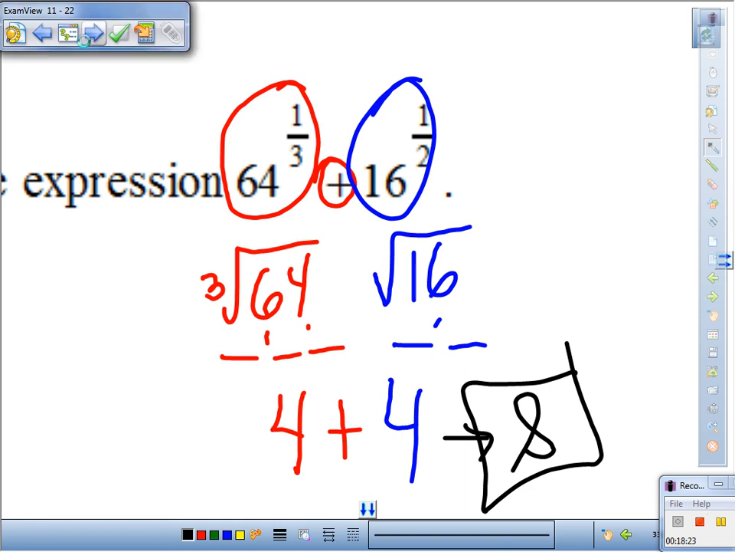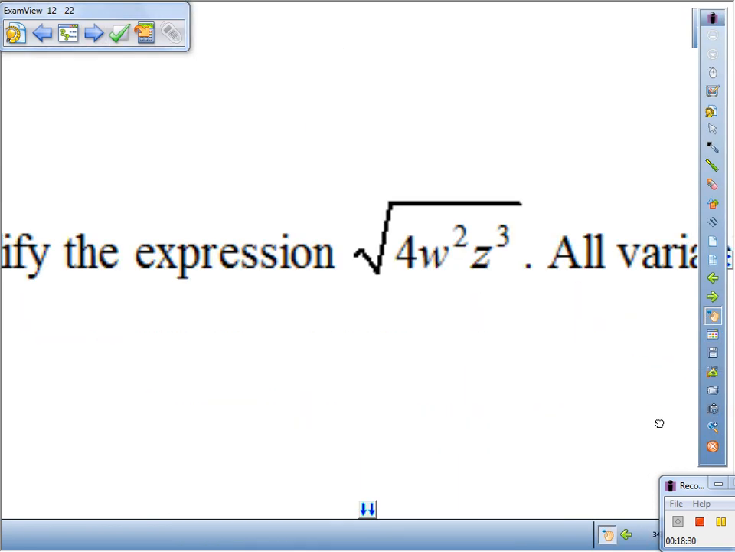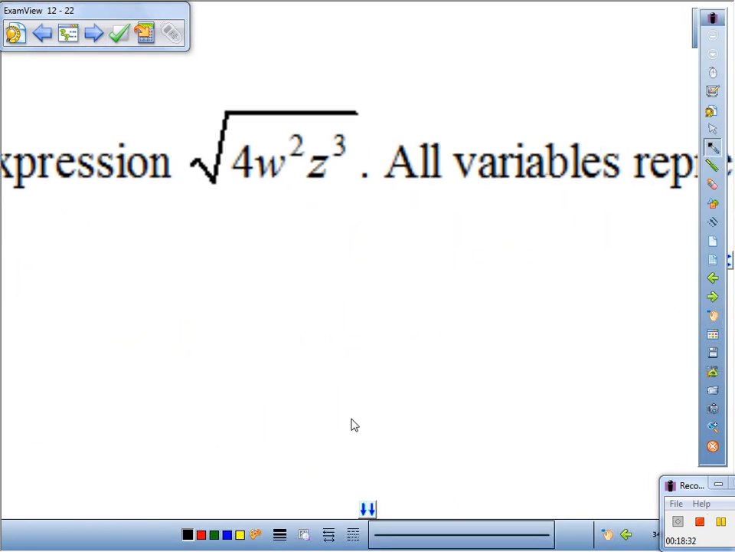Number 12. Here it goes. I'm going to use 3 different colors so you guys can see each part. I'm going to go by parts. I'm going to start with 4. What is the square root of 4? Or what number times itself 2 times gives me 4? 2. So I'm done with this one.